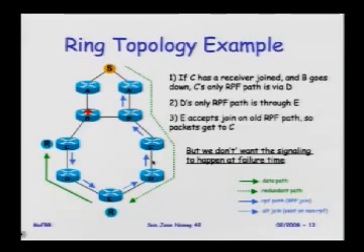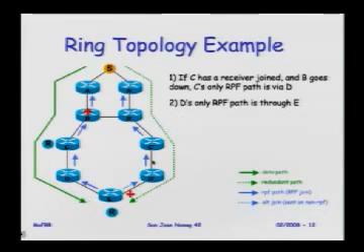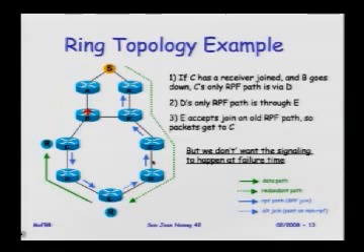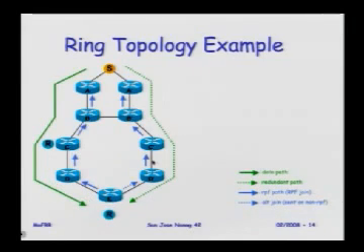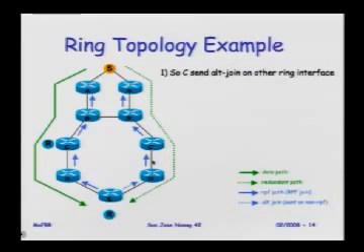So what we want is for C to be able to send that join, but if it waited, the signaling would happen at failure time, and that takes too long. So what we decide to do is that C will send an alternate join towards D.